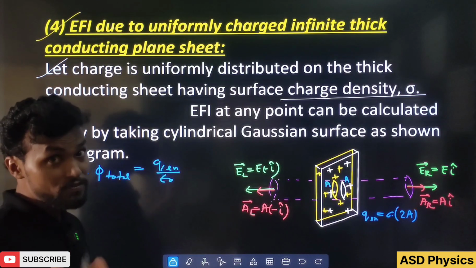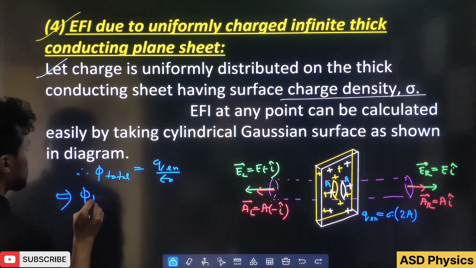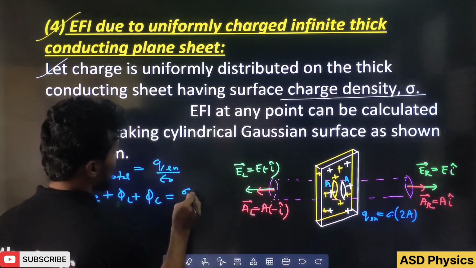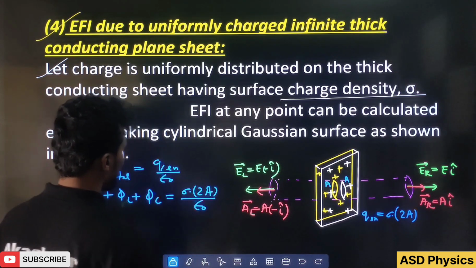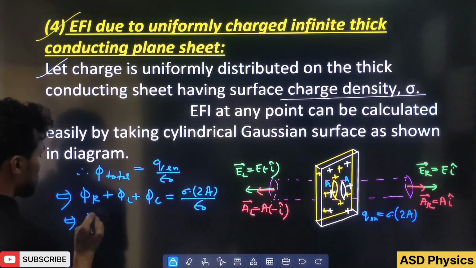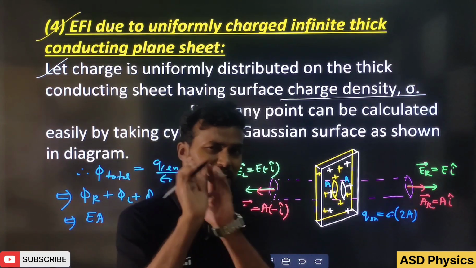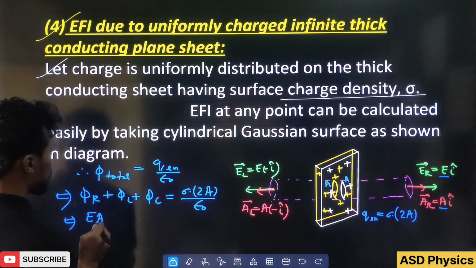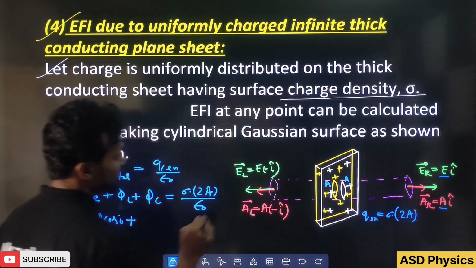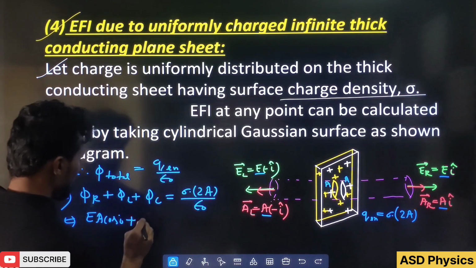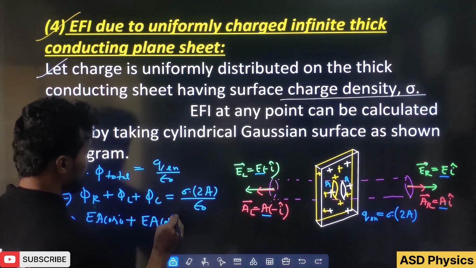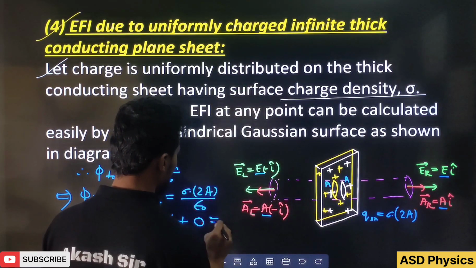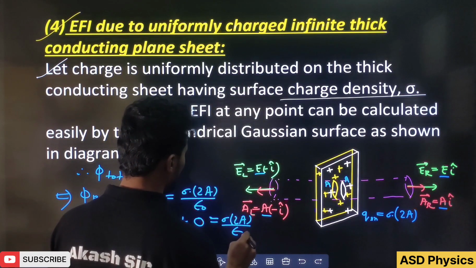Now again, which surfaces are there? Just like the previous situation, we can write here right surface, left surface, curved surface, and charge enclosed here sigma into 2A by epsilon naught. Now right surface how much? Again I am interested in the magnitude, only magnitude here. Here E, this is A, both in the same direction, so EA cos 0. Similarly left side, magnitude E, area magnitude A, both in the same direction, so EA cos 0. Curved surface 0, as I told, electric field lines are parallel to the curved surface, and here what will come? Sigma into 2A by epsilon naught.